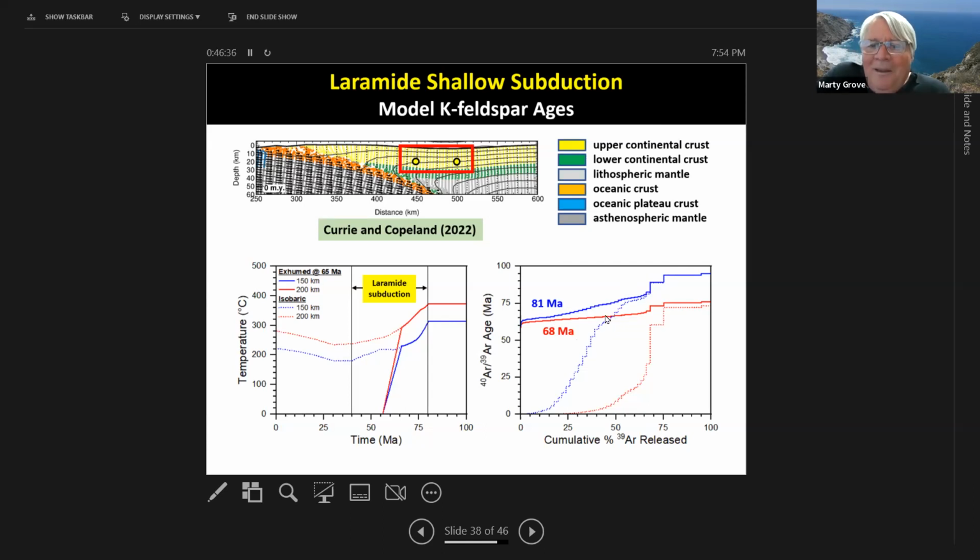However, if we just let them stay isobaric, the less retentive parts of these K-feldspars are not going to be able to retain any argon at 20 kilometers depth, given that they're experiencing 200 to 300 degrees Celsius temperatures. And so this is another important inclusion, that there needs to be some exhumation of the Sierran rocks and their Mojave equivalents during the period of time when we're experiencing subduction.